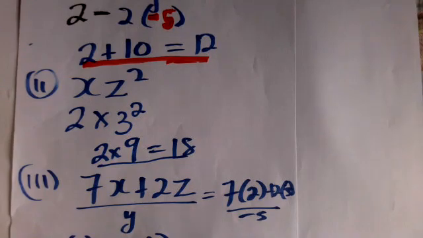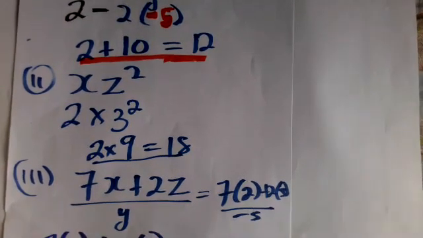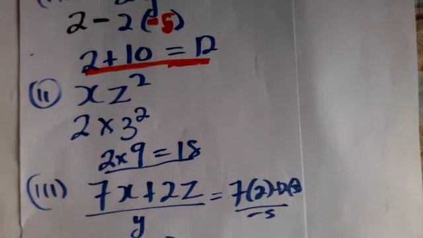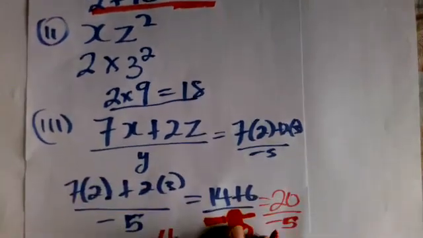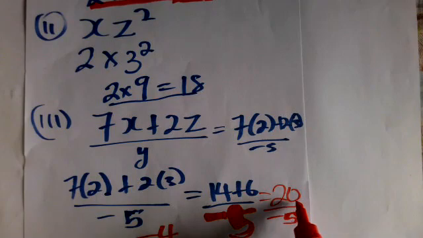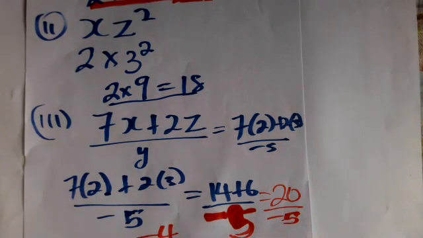So this would give us 20 divided by -5, and that will give us -4. So the answer would be -4. So it's 14 plus 6, 20, divided by -5, that gives us -4.